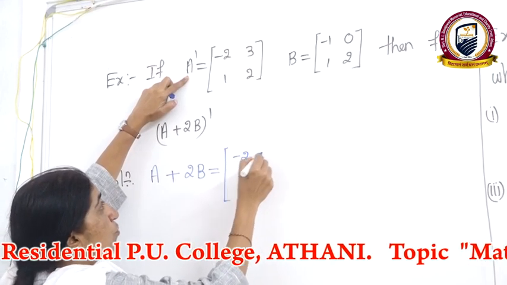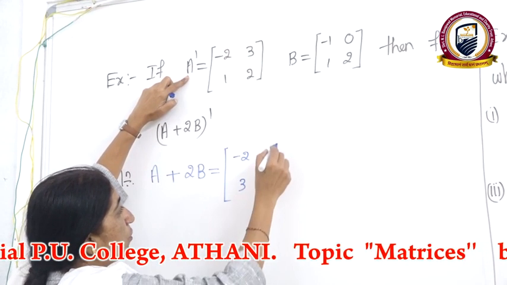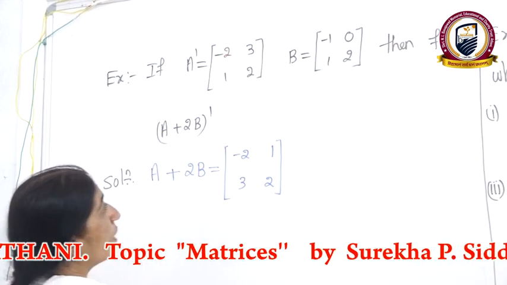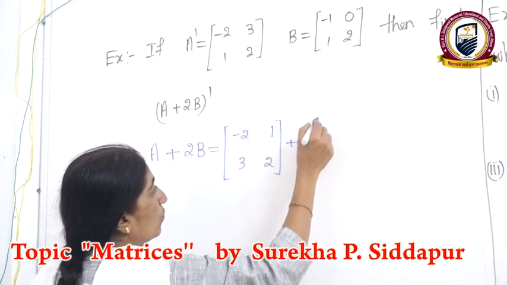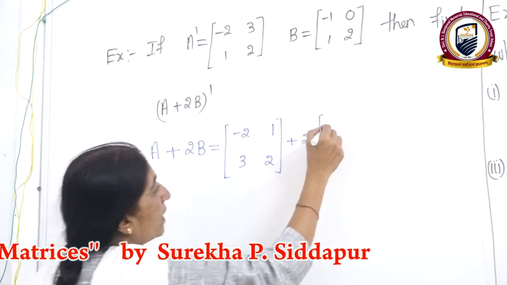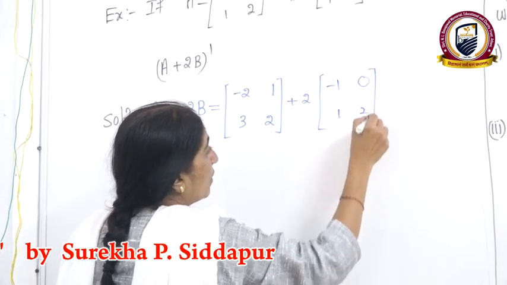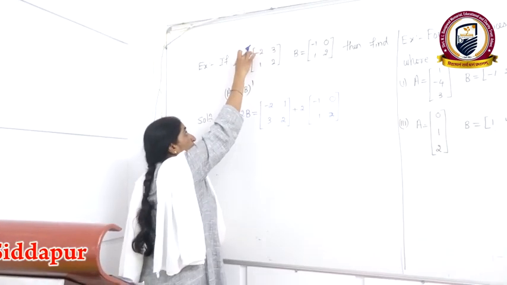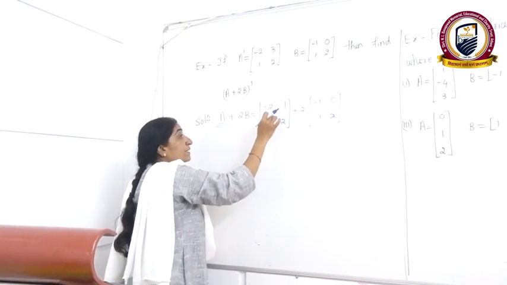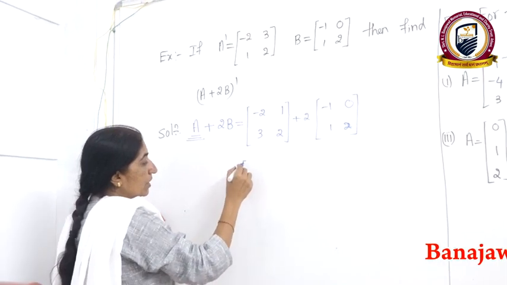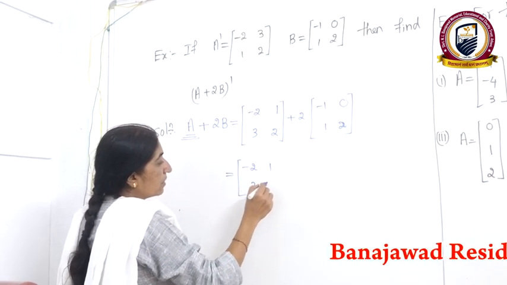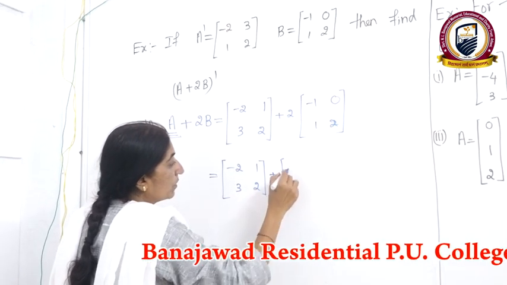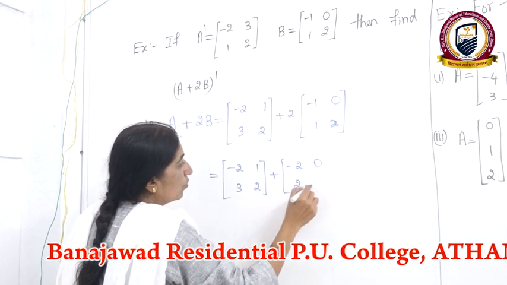That is minus 2, 1, 3, 2. I am writing the transpose of the transpose, that means I am interchanging the rows and columns. Plus 2 B. Write down B as it is. It is given in the problem. Note down this step, student. Here they are asking A and A transpose is given, so when you are writing here, interchange them. After interchanging, keep this one as it is, and in the next one we are multiplying each element by 2. That is minus 2, 0, 2, 4.